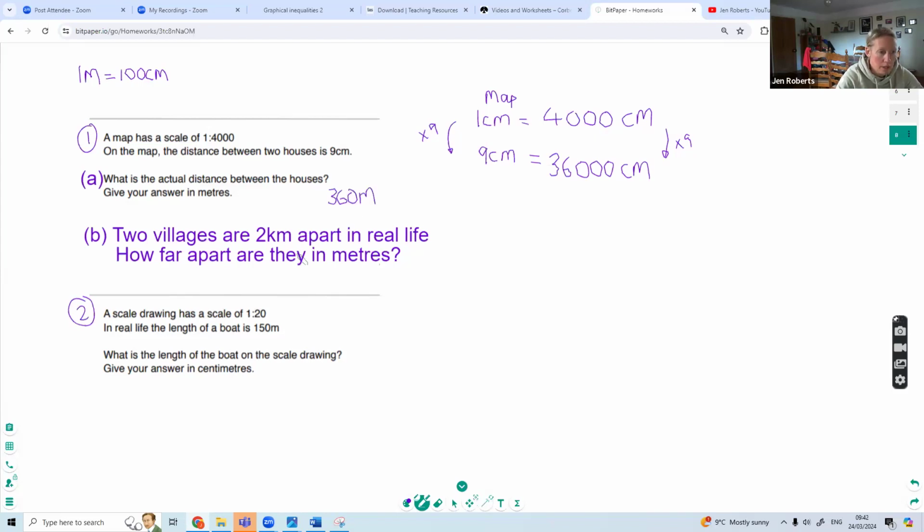2 villages are 2 kilometres apart in real life. How far apart are they on the map? Okay, so map, real life. Let's just be careful here. We want that into centimetres. We times it by 1,000 first to get it into metres, and then we're timesing it by 100 to get it into centimetres. So we've got 200,000 centimetres.